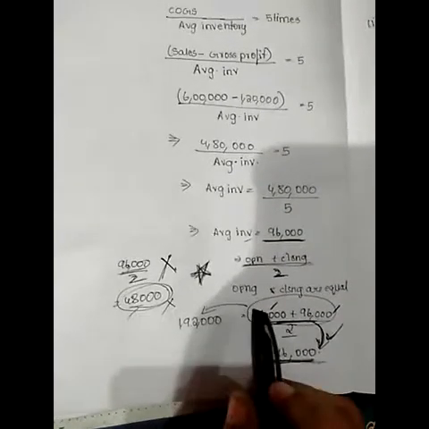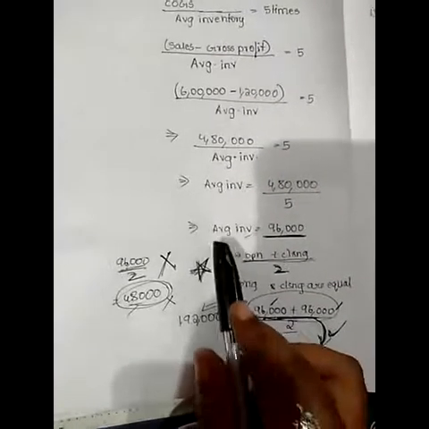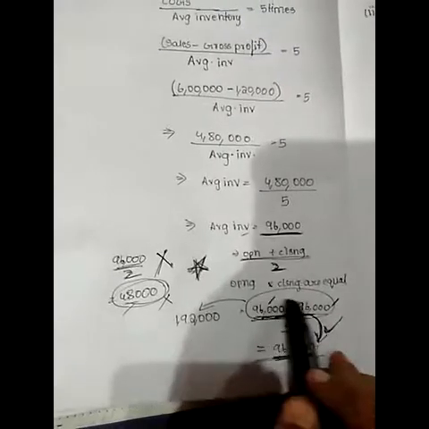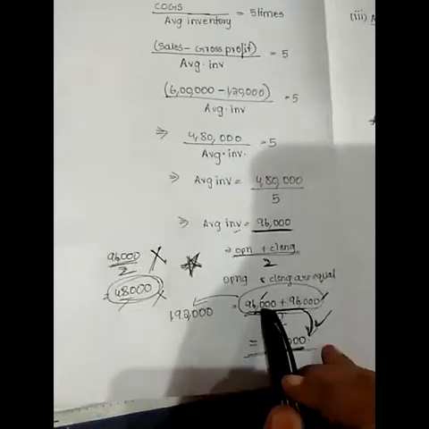So the average inventory is 96,000, which means 96,000 plus 96,000 divided by 2.